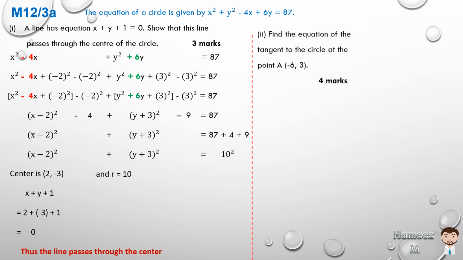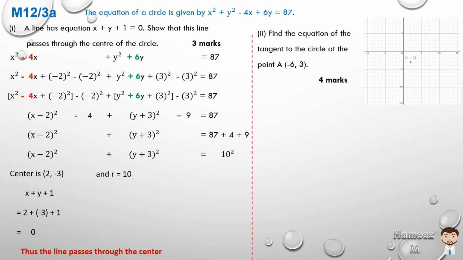Part 2. Find the equation of the tangent to the circle at the point A (-6, 3). So let's sketch the circle. Let's first put the center (2, -3) onto a sketch, and the radius is 10, which means that one point on the circumference would be -3 + 10, which is 7. So one point would be (2, 7). That's 10 right above it. And similarly, we'll have 10 vertically below it. So it'll be -3 - 10, which is -13.